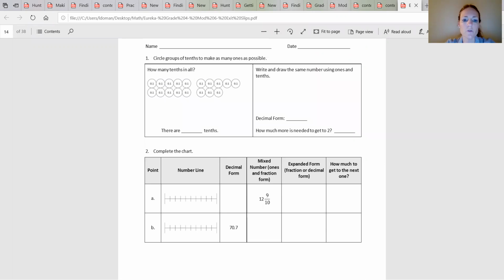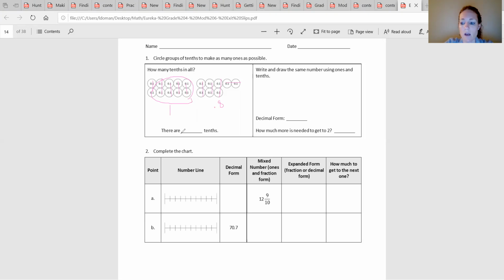Okay, so circle groups of tenths to make as many as possible. All right, so I have 0.1 and 0.1. So these are all working with the tenths, right? Okay, we'll count by twos. 2, 4, 6, 8, 10. So if I have 10 tenths, that means that this is going to be 1. Then 2, 4, 6, 8. Well, I don't quite have enough to make a whole, so it's going to be 0.8.